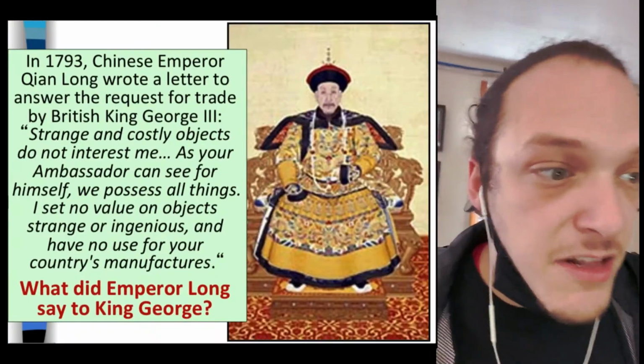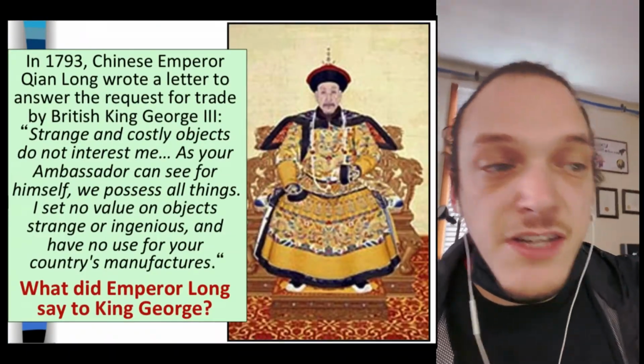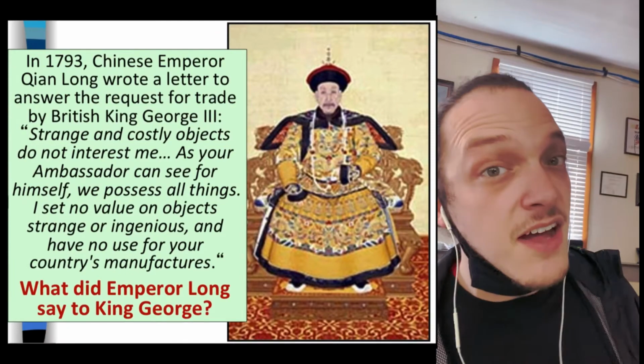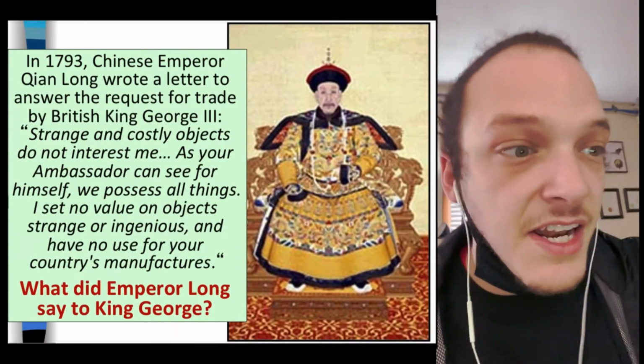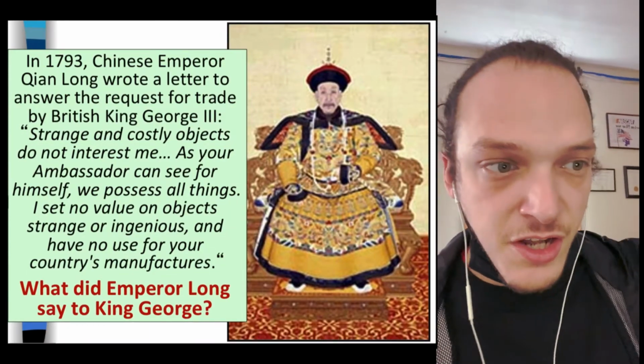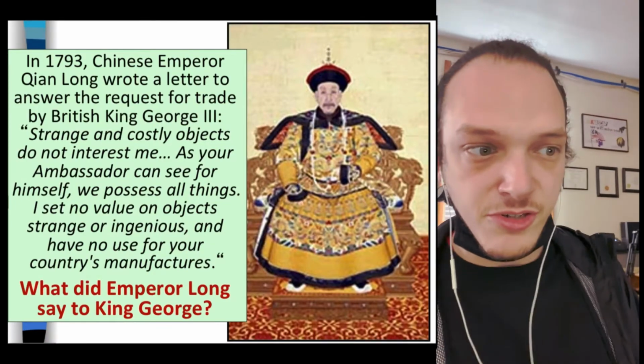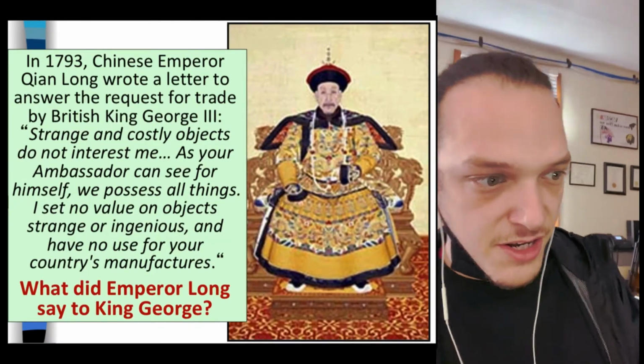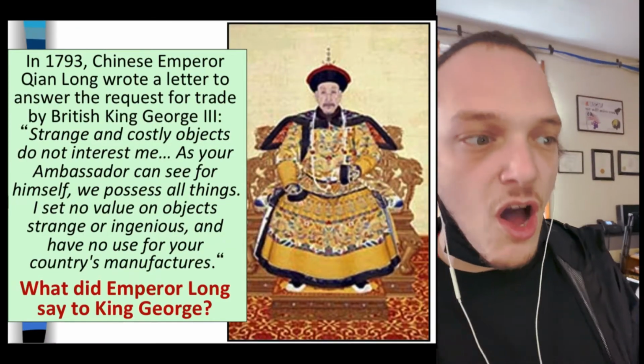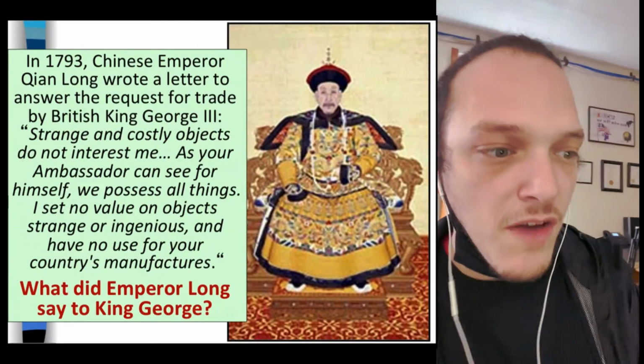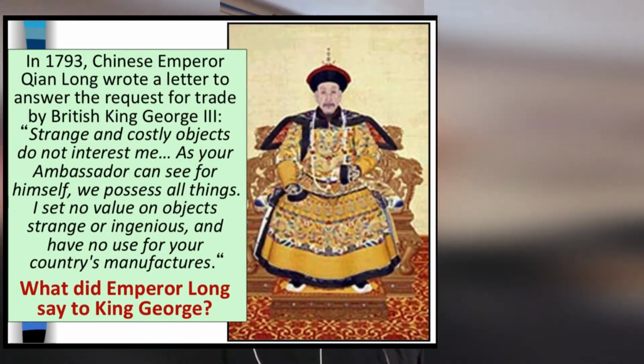In 1793, he wrote a letter to the British King George III, who's the same king that the colonies declared independence from. And he said this, "Strange and costly objects do not interest me. As your ambassador can see for himself, we possess all things. I set no value on objects strange and have no use for your country's manufactures."